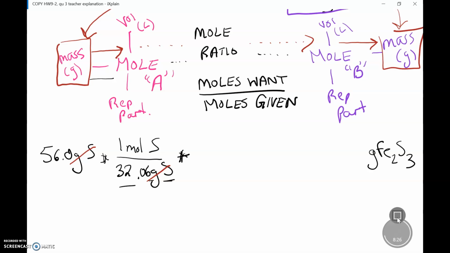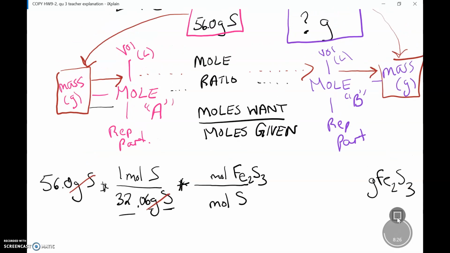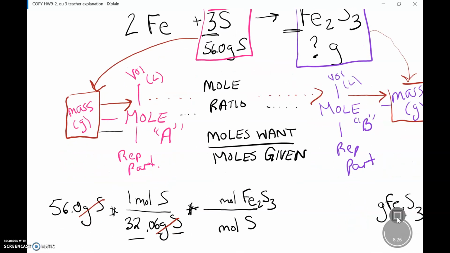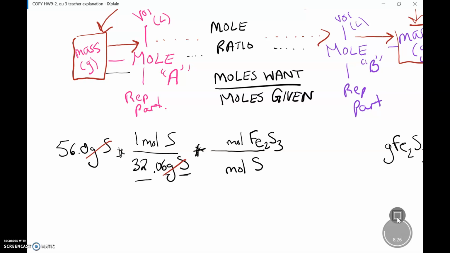So we are solving for iron 3 sulfide. Our mole ratio needs to be between sulfur, that was the thing that was given, and iron 3 sulfide. Our mole ratio always comes from our balanced chemical equation. So let's go back to that for a moment. We're given that for every 3 moles of sulfur, we need 1 mole of iron 3 sulfide. So that's where our mole ratio is going to come from. We will say 1 mole for every 3 moles of sulfur. This gets us into our moles of product.